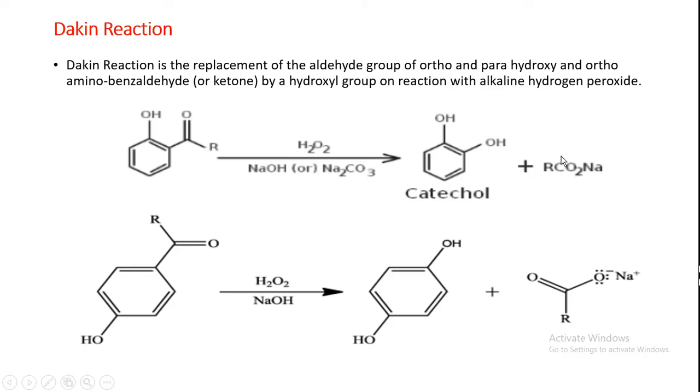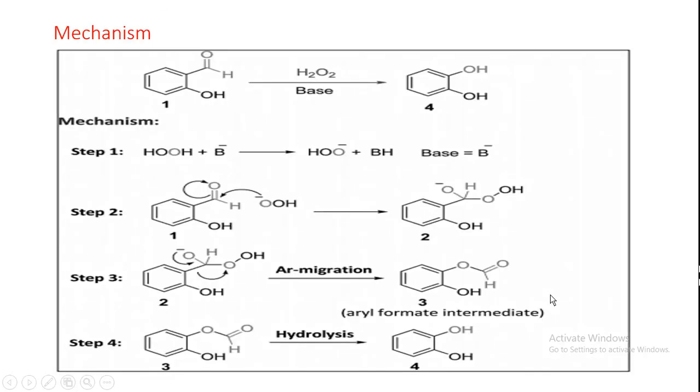So the corresponding sodium salt of the acid will form. Here you see this reaction also, this OH is remaining the same, but this portion, C double bond OR, that means the carbonyl portion or aldehyde or ketone portion, will change to what? OH, and we are getting this alkoxide, or you can say the salt of the acid. So let us see the mechanism. The mechanism is very simple.